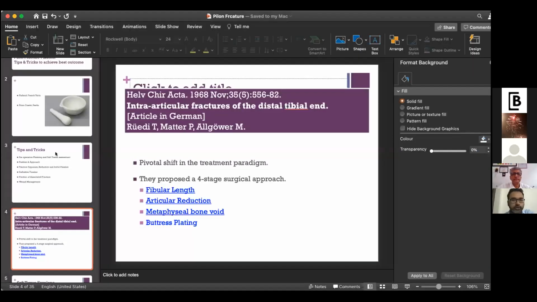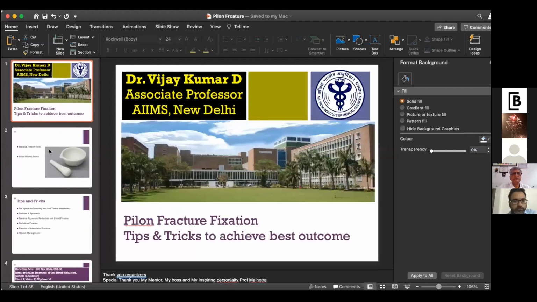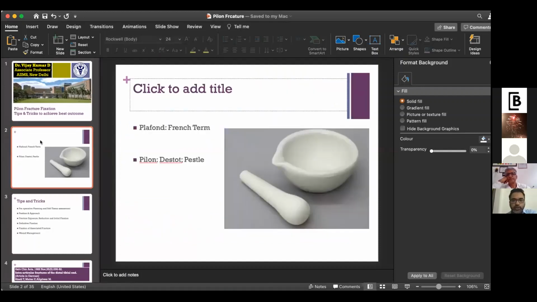After such a wonderful talk, it's onus on me to finish very nicely to end this wonderful symposium. So my talk is mainly on how to get the best outcome in pilon fractures. We know that it is used interchangeably with plafond. Plafond is a French term, which means the ceiling or roof. Pilon is basically a distal wide part and a proximal narrow part. That is how the distal tibia looks, and that's how the pilon has come to exist.